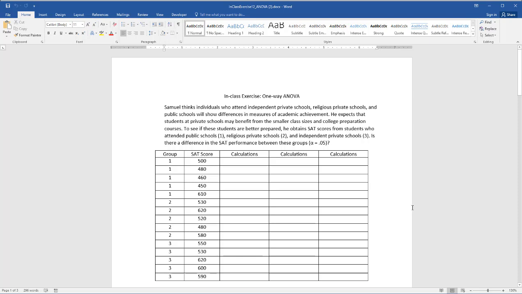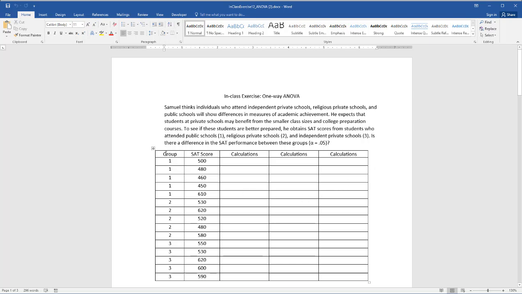So Samuel thinks individuals who attend independent private schools, religious private schools, and public schools will show differences in measures of academic achievement. He expects that students at private schools may benefit from the smaller class size and college preparation courses. To see if these students are better prepared, he obtains SAT scores from students who attend public school, religious private schools, and independent private schools, and we're using numbers there to indicate which group they're in, and we'll see those numbers in the Excel sheet here in a moment. So the question is, is there a difference in SAT performance between these groups? And you're going to use an alpha of 0.05.